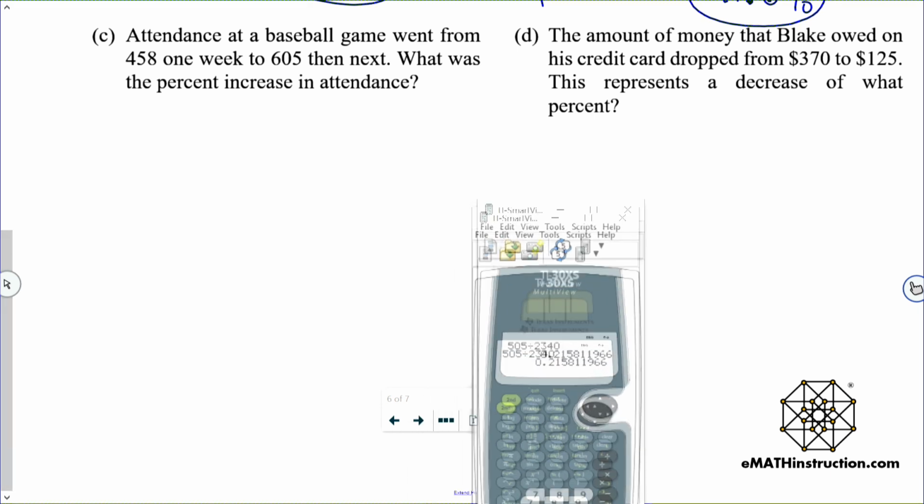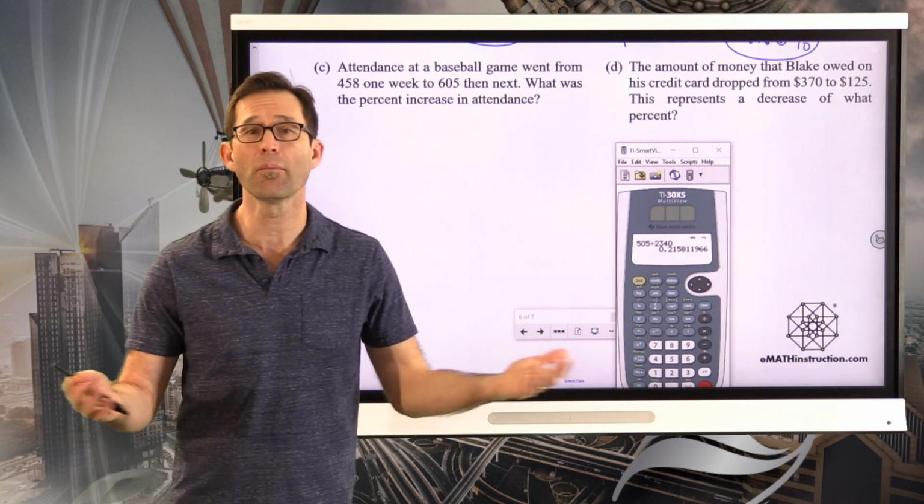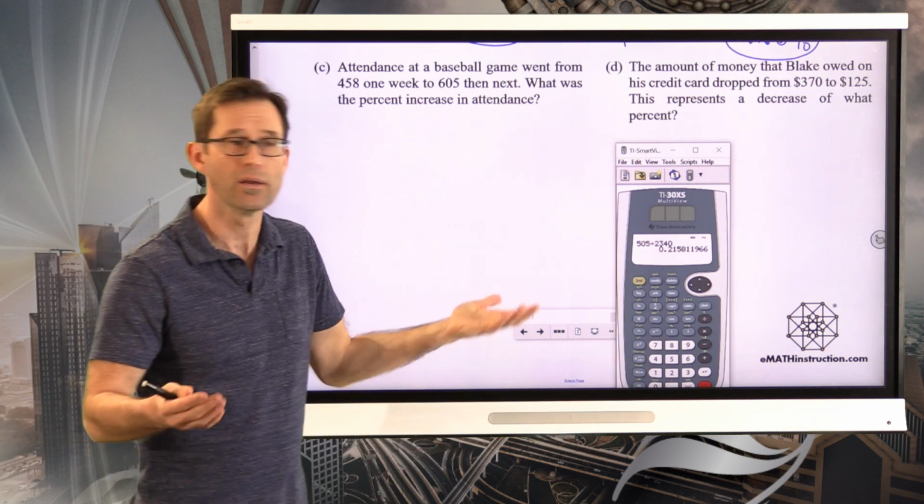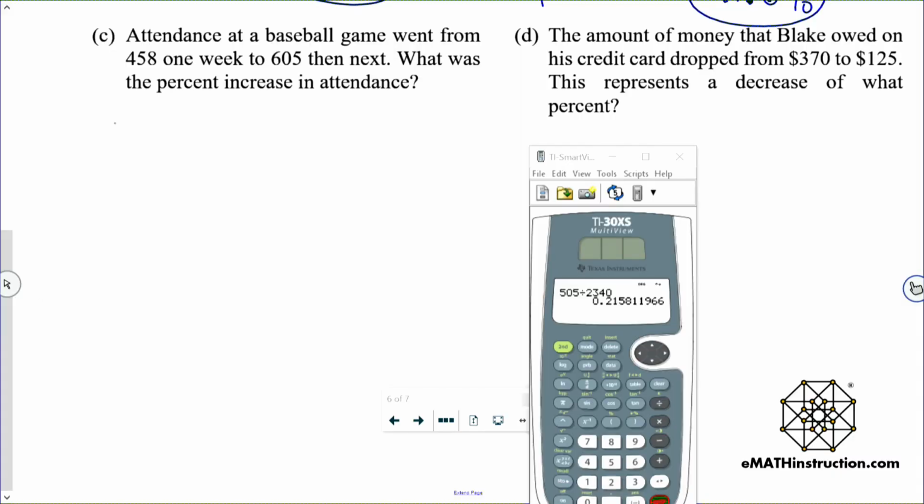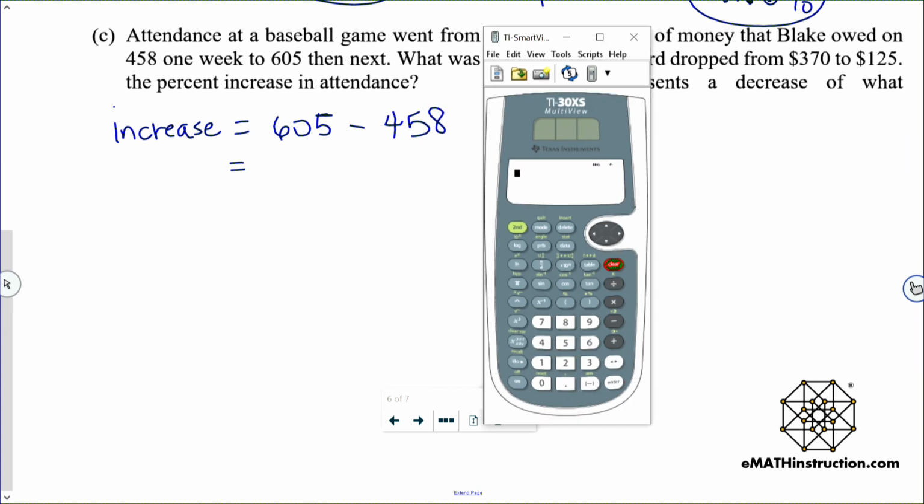Awesome. So just like the other problems, what we're going to need to do is first just figure out how much did the attendance go up, right? What was the actual increase, not the percent increase? So the actual increase is 605 minus 458. Let's do that. So we've got 605 minus 458 gives me 147. So attendance went up by 147 people.